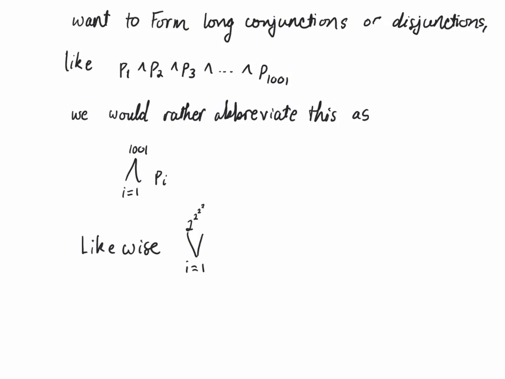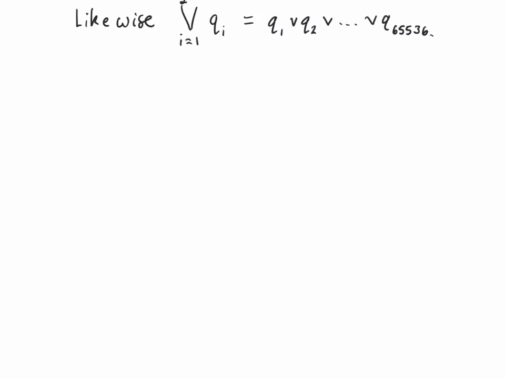And so you see here where I have this big upward wedge with a subscript i equals 1 and a superscript 1001. Next to that, I write P sub i. That's a conjunction of all of the propositions P1 to P1001. And then here you see this disjunction, which I chose to give kind of a funny, weird number as the upper bound, but just to demonstrate that you can, with this notation, write down disjunctions that have very long length.